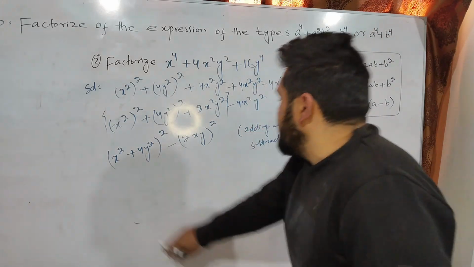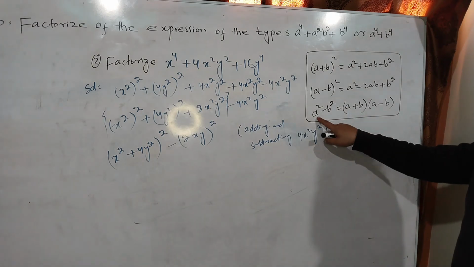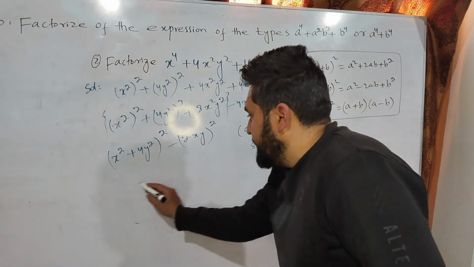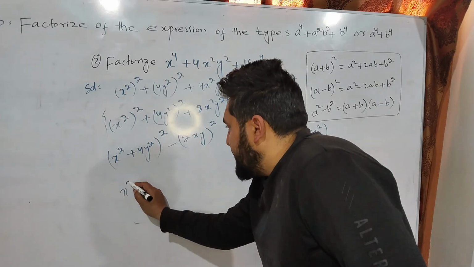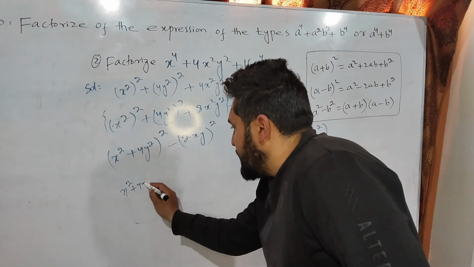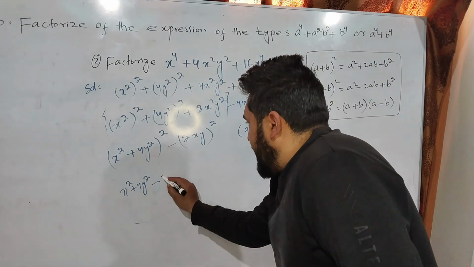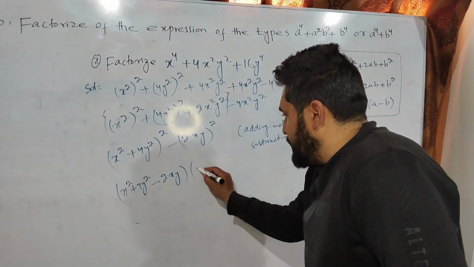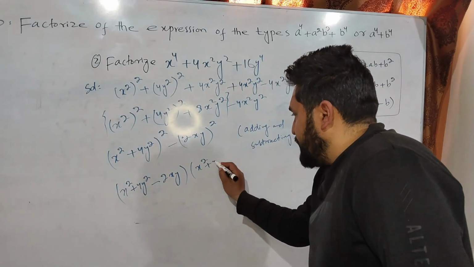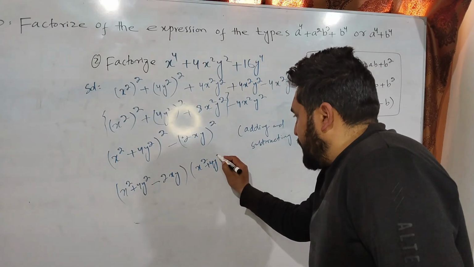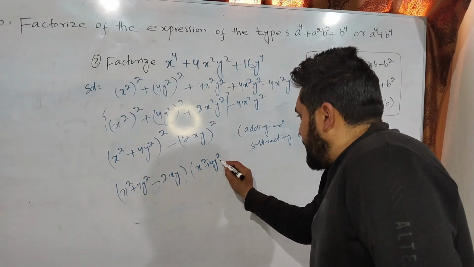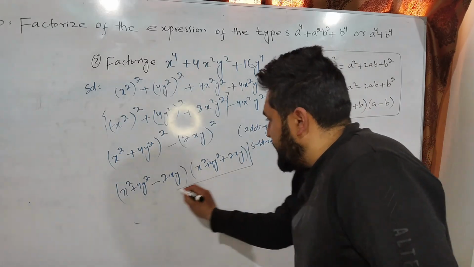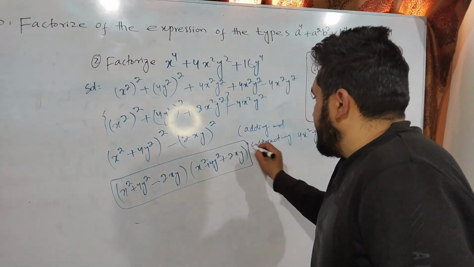So now we can use this identity. This identity says that a square minus b square. This whole term is a and this is b. So a means x square plus 4y square minus 2xy, into x square plus 4y square plus 2xy. So this is our final result.